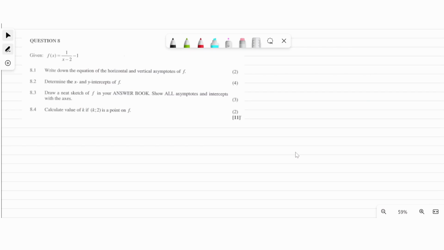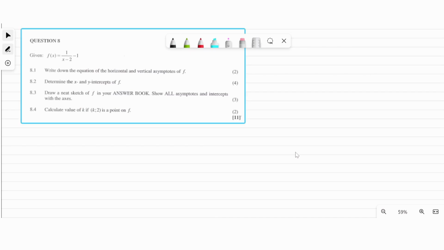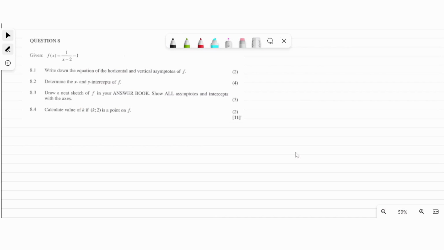So now moving to question 8, it says, given that f of x, then they give you f of x. What you see from that is that f of x is a hyperbola, right? Then the first question, 8.1, says write down the equation of the horizontal and vertical asymptote. So what is going to be the horizontal asymptote? It's the one with y, right?